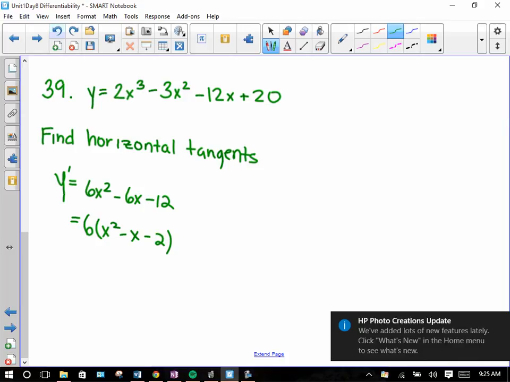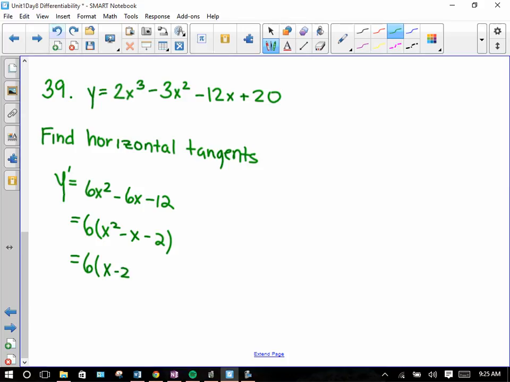Why did 12 not have to factor the 6 out there? Essentially all we're really doing is dividing each of these by 6. 6 divided by 6 is 1, so x squared, negative 6 divided by 6 is negative 1x, and negative 12 divided by 6 is negative 2. So I have each of my two factors. Now I need to figure out where my first derivative is equal to 0 to find my horizontal tangents.